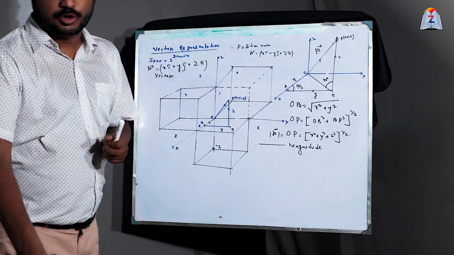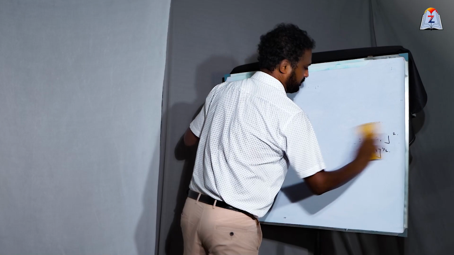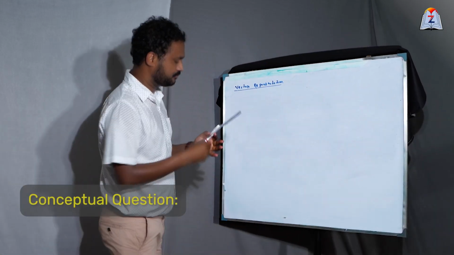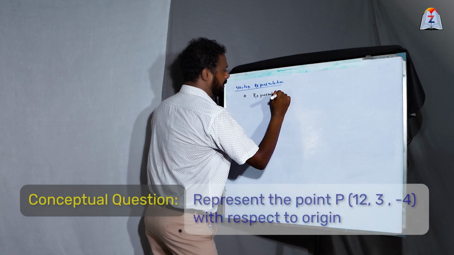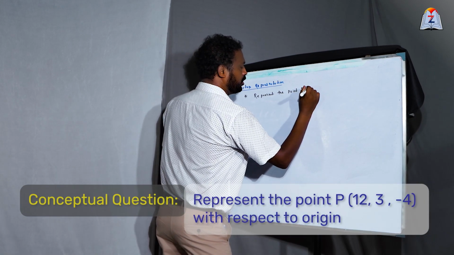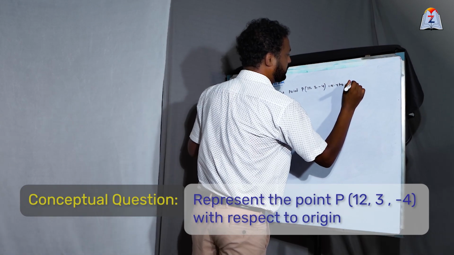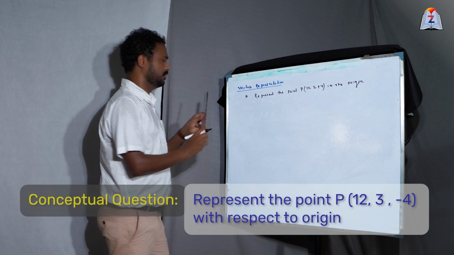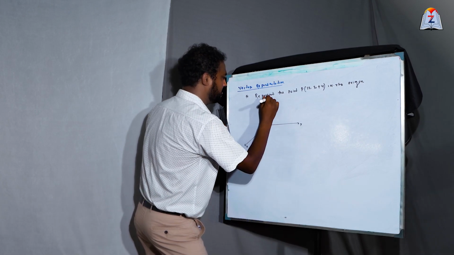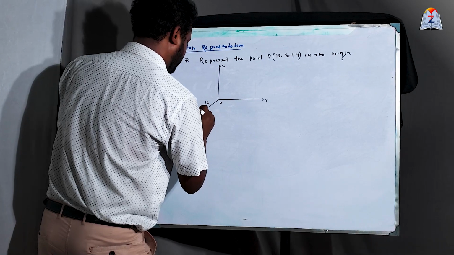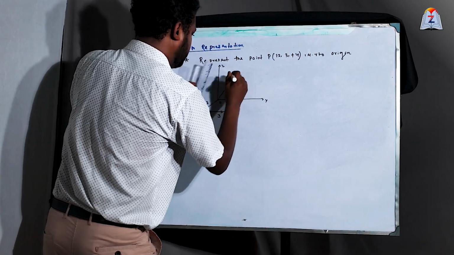Now we go to our next step, that is a conceptual problem. I discuss a problem here. Suppose there is a very simple, very common question: represent the point P (12, 3, 4) with respect to the origin. So first draw the figure. It is x, it is y, it is z. So first we go 12, then we go 3, and then we go 4, and we have the vector, that is O to P, that is the R vector.